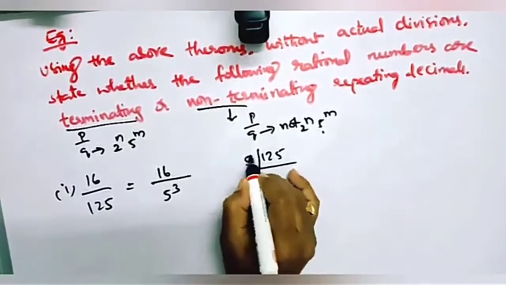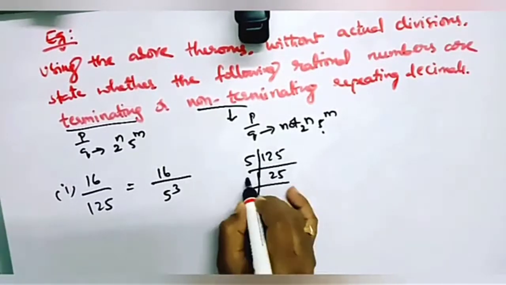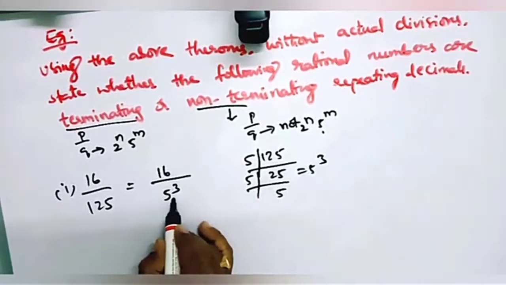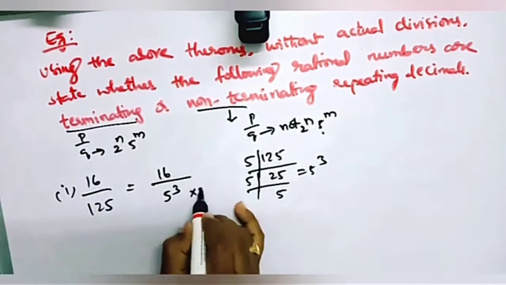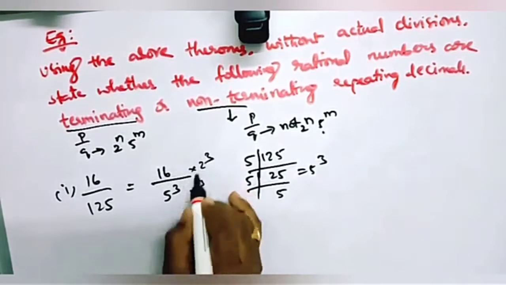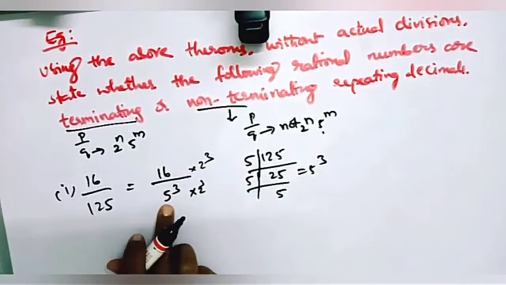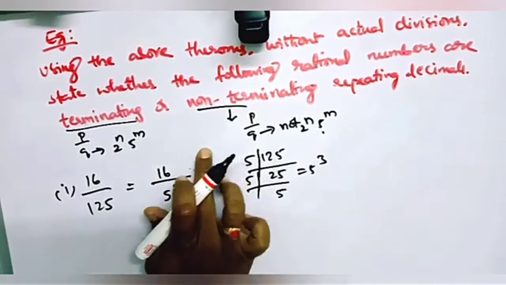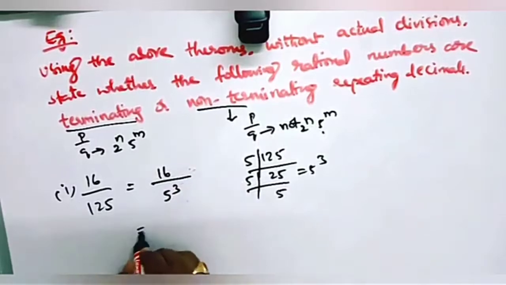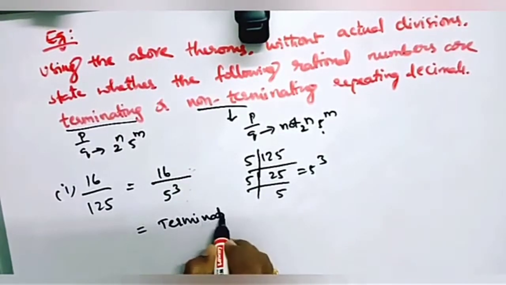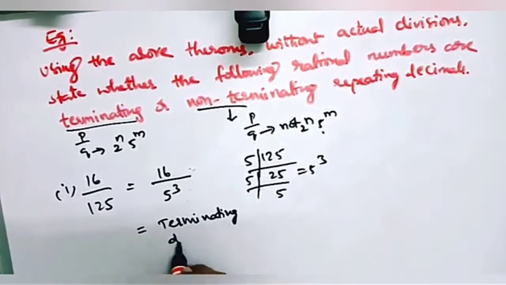Dividing the LCM with 525, 5 times 5 is 5 power cube. So if it is 5 power cube, you can multiply with 2 power cube, and you will get 10 power cube in the denominator. So this denominator is in the form of 2 power n and 5 to the power of m, and so this is a terminating decimal. So without doing any calculations, we can give the answer: a terminating decimal.